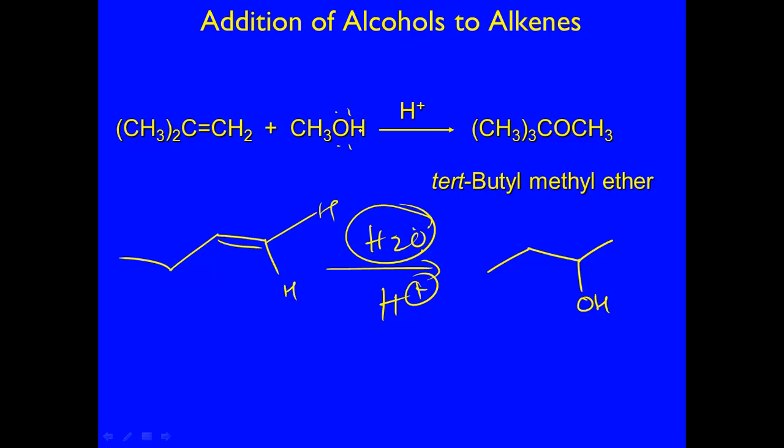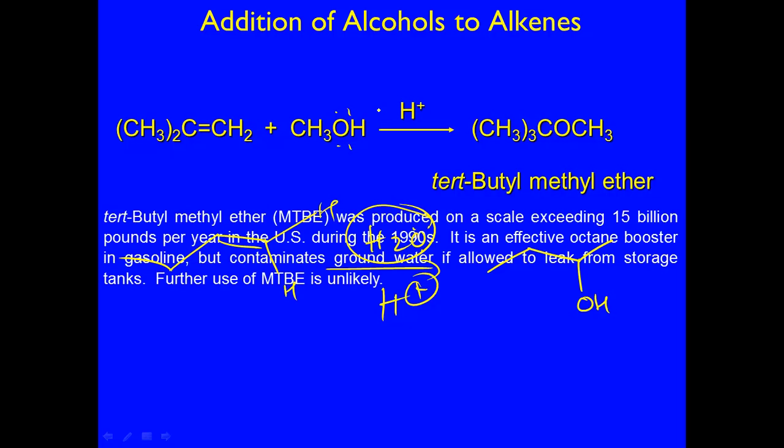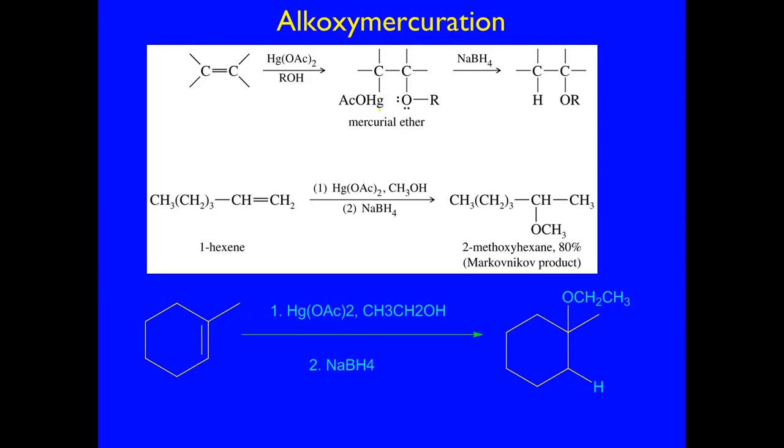We talked about this as an addition reaction in Chem 251, where acid-catalyzed addition of water would give an alcohol. But wherever you have water, you can swap that for an alcohol. Depending upon the alcohol I have, I can make an ether. If I have ethanol, I can make ethyl ether. If I have propanol, I can make propyl ether, right? So that's one way of making ethers.